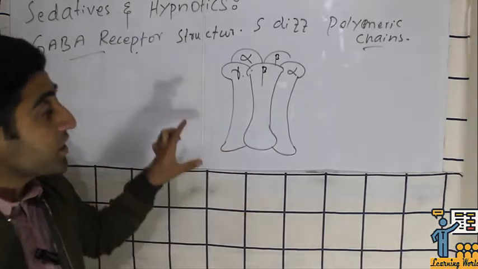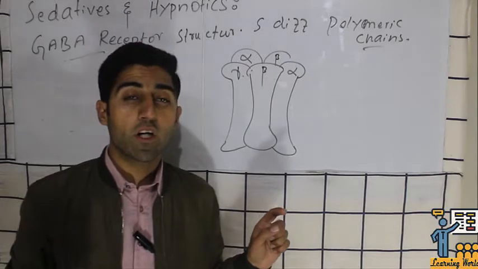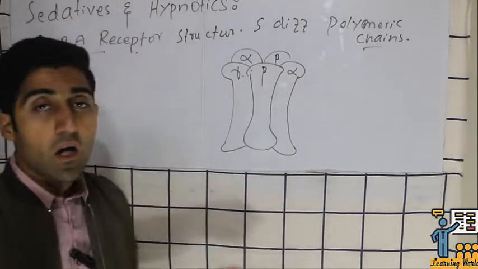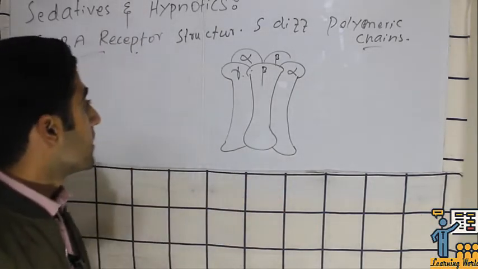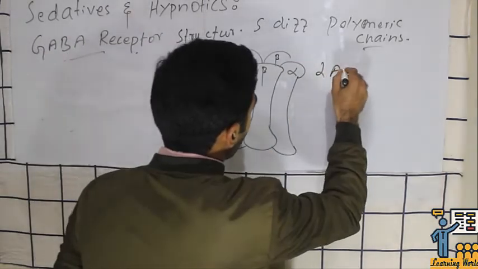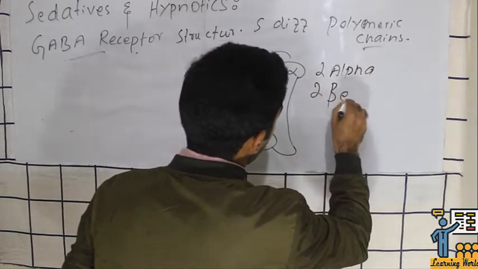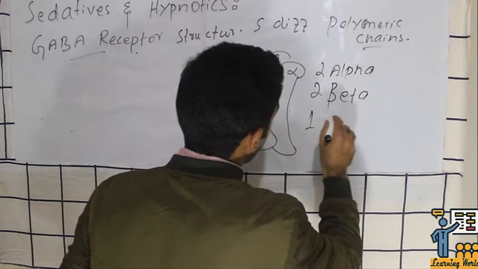These polymeric chains will play the most important role in the mechanism of action of sedative and hypnotics. It contains 2 alpha, 2 beta, and 1 gamma.